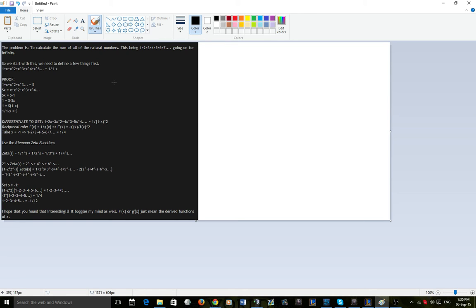Right. 1 plus 2 plus 3 plus 4, etc. It is infinity. Sigma n equals 1, n scaling to infinity. That is the question that we want to answer.